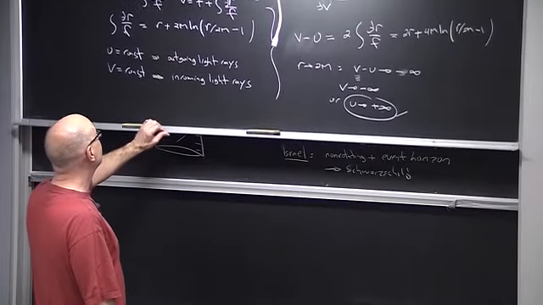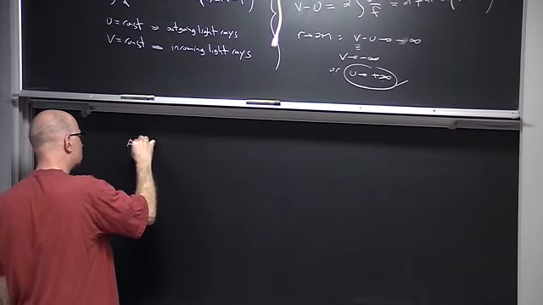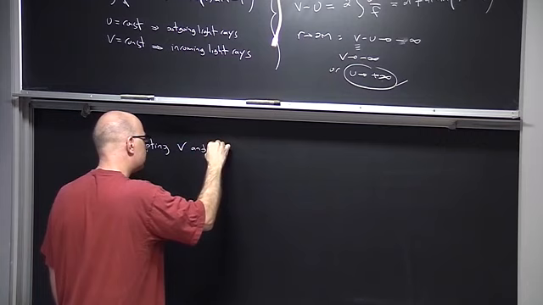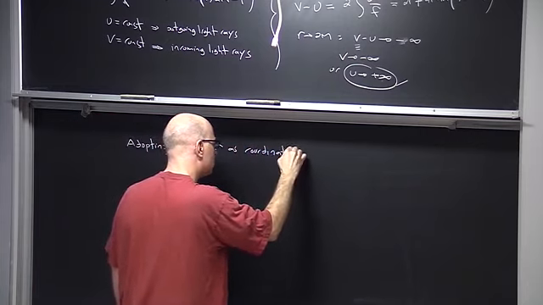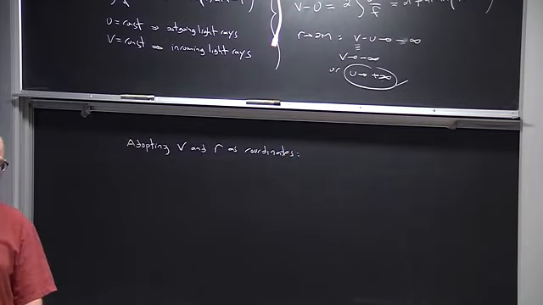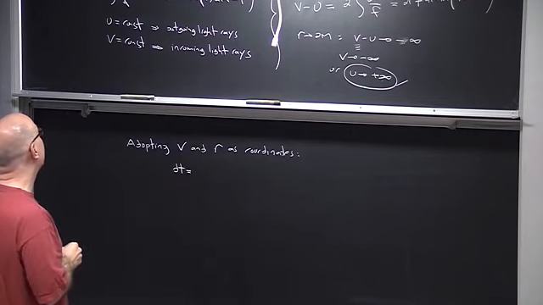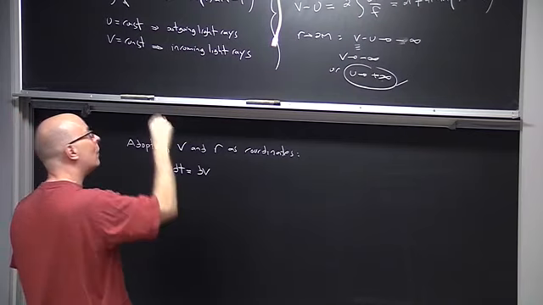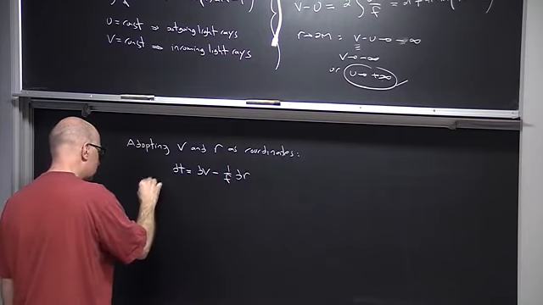So Eddington-Finkelstein is really all about adopting v and r as coordinates. So we get rid of t, and we replace it by v. Here we just remember that dt is going to be given by dv minus 1 over f dr. We plug that inside the metric.